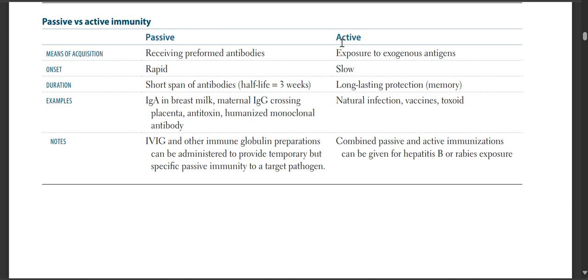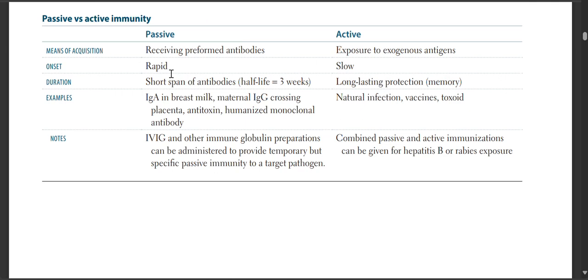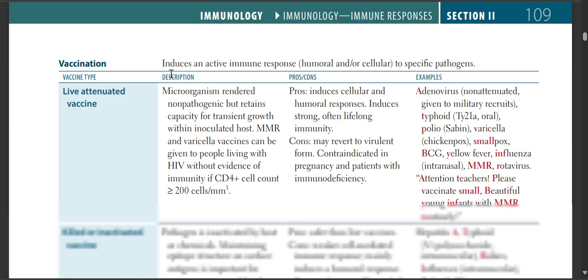But if you give them active immunization, it will take time for your body to actually adapt and kill the virus and then store that memory. But once your body stores the memory, you will have that memory until the day you die. So it's very long lasting. That in general is the difference between active and passive immunization.